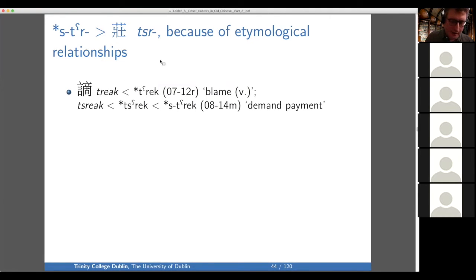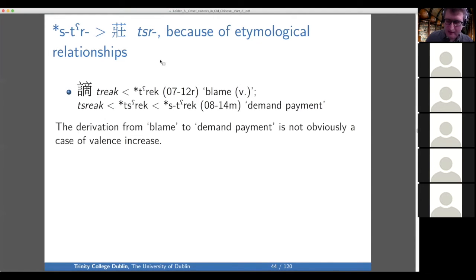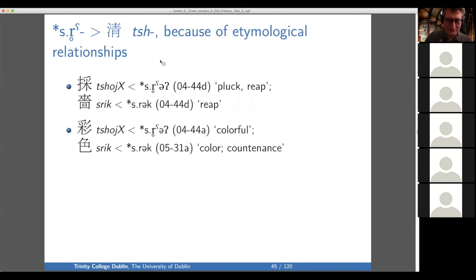Okay. And then something similar here, where there are two readings of this character, one that means blame and one that means demand payment. And the one that means blame pretty straightforwardly goes back to trek, but the one that means demand payment straightforwardly would go back to tsarek. But then they think, well, because of the etymological connection, maybe better to take that even further back to starek. Okay. But I'll just say that from my perspective, the derivation from blame to demand payment is not obviously a case of valence increasing.